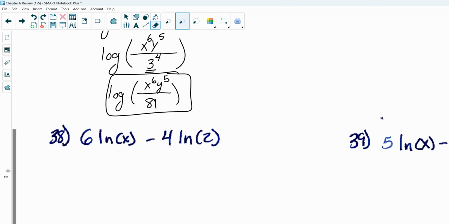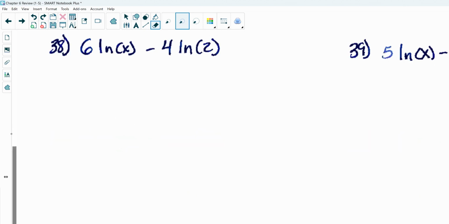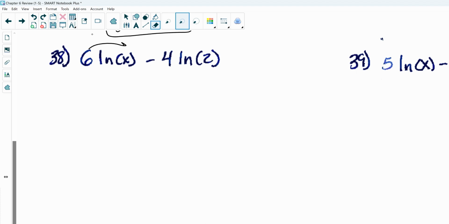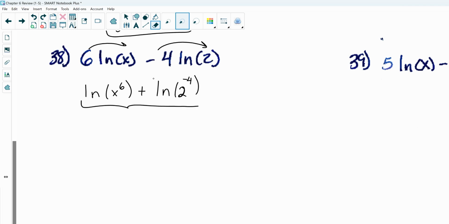We can look at 38 next. The first thing we're going to do is our exponents. We're going to move the 6 up, and even though it's natural logs, they still work the exact same way. And with our negative 4, we're going to take the negative 4 in as an exponent, because when we do that, we end up with 2 natural logs being added.